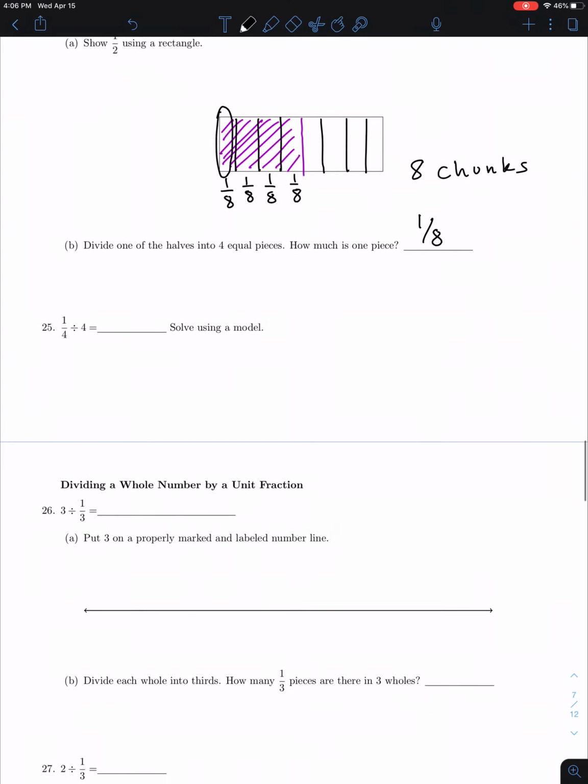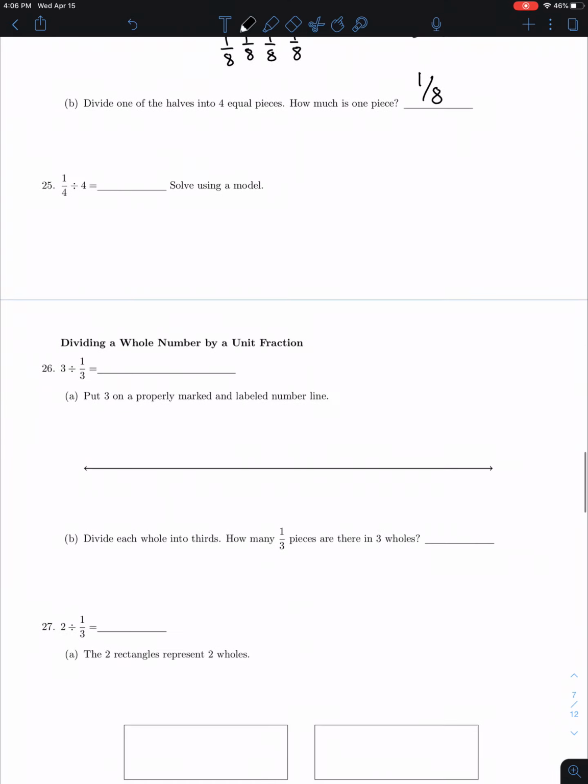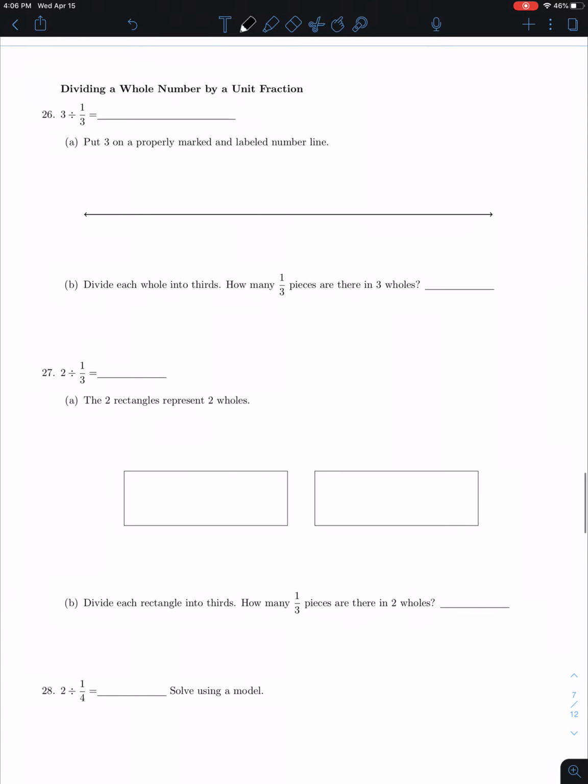So again, pause this, look at 25, and then we'll come back here in a second and do kind of the opposite, dividing a whole number by a unit fraction, again using rectangles and number line. So pause the video. When you're done, come on back. Okay, so now dividing a whole number by a unit fraction.